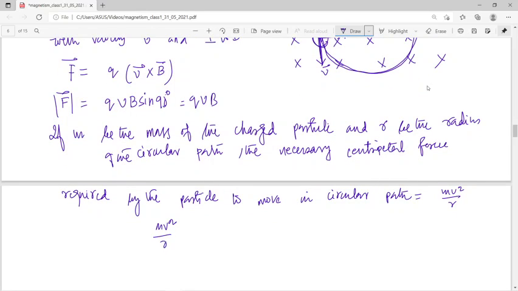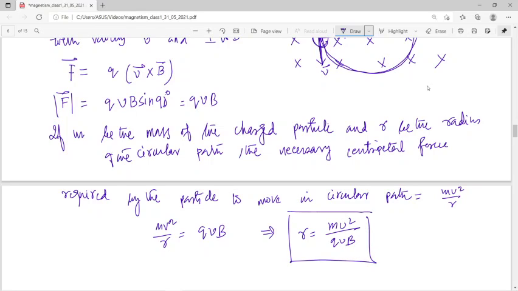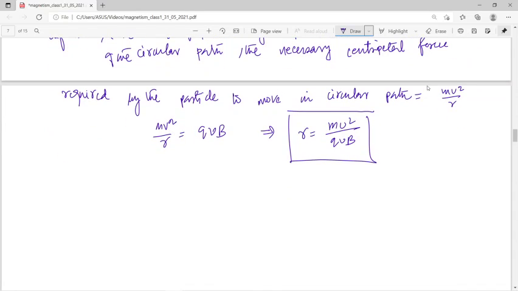That means mv²/r can be written as qvB, and r is nothing but mv²/qvB. You can write it like that. This is known as the radius of the circular path, or you can write it in a different format.